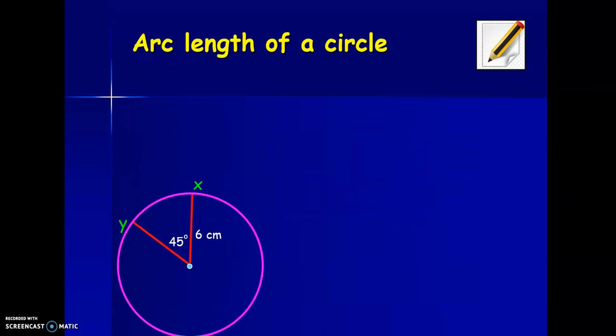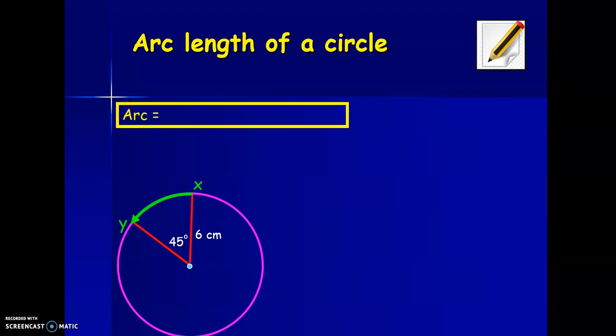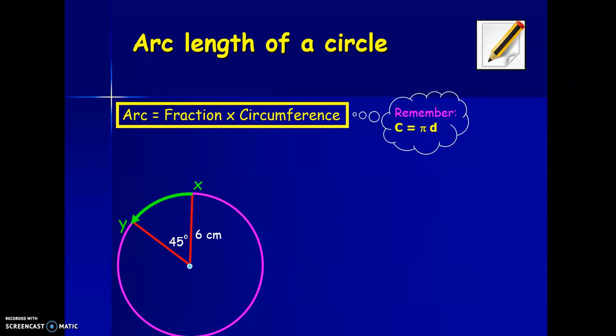Okay, so now we're going to look at calculating the arc length. From the previous slide, we can see that the arc was a fraction of the circumference. If we think back to BODMAS, of equals times, so we can write this as the arc is a fraction times the circumference. And remember, circumference is pi times the diameter.